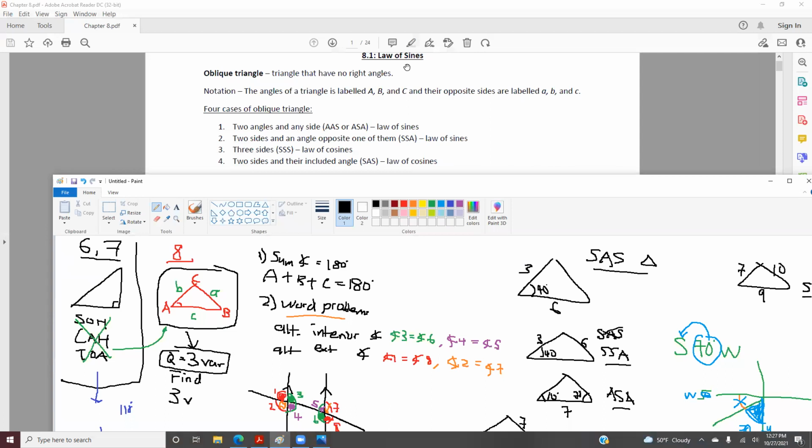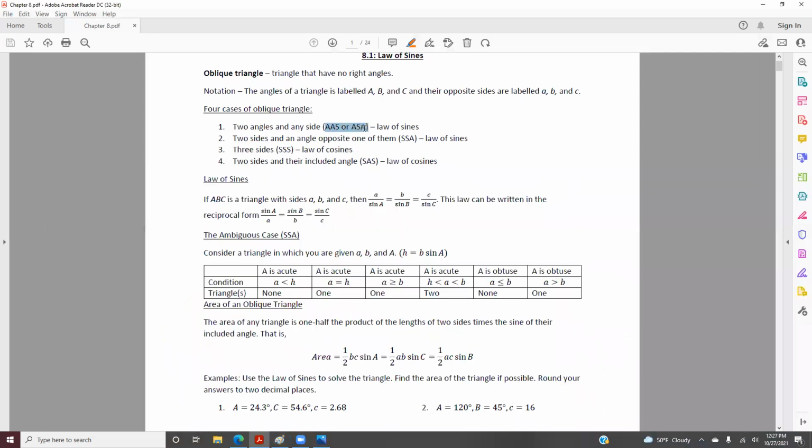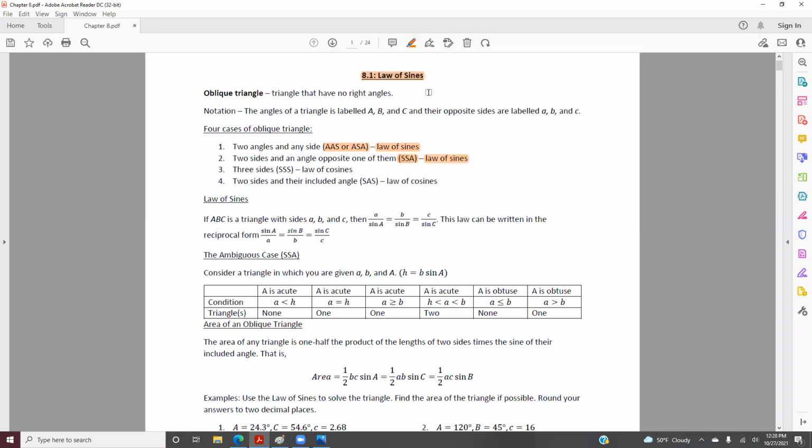Okay. The reason I want you to know this is because if you have angle-angle-side, or angle-side-angle, or side-side-angle, we will use the law of sines, which is this section. But if you have side-side-side or side-angle-side, you will use the law of cosines. The law of cosines will be taught in the next section, 8.2. So the first thing when you draw the triangle, make sure you know what triangle it is: is it side-side-side, side-side-angle, or angle-angle-side?